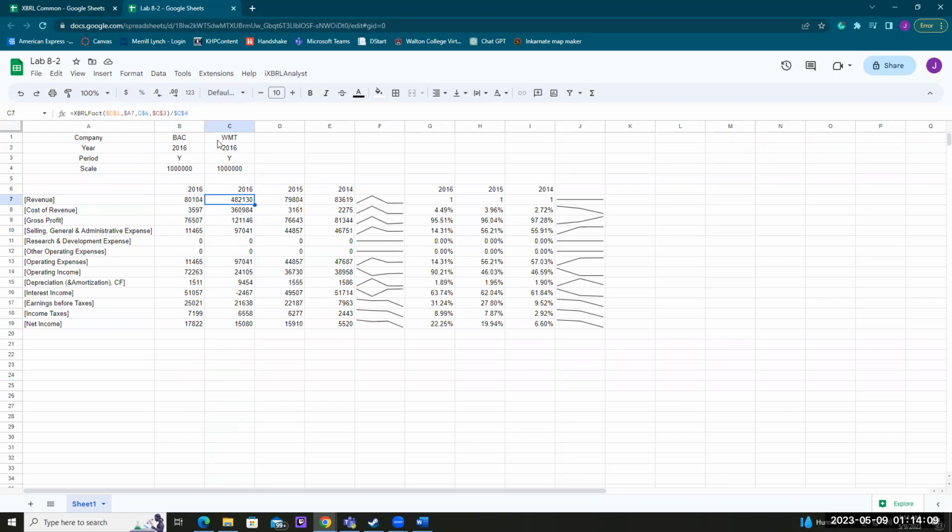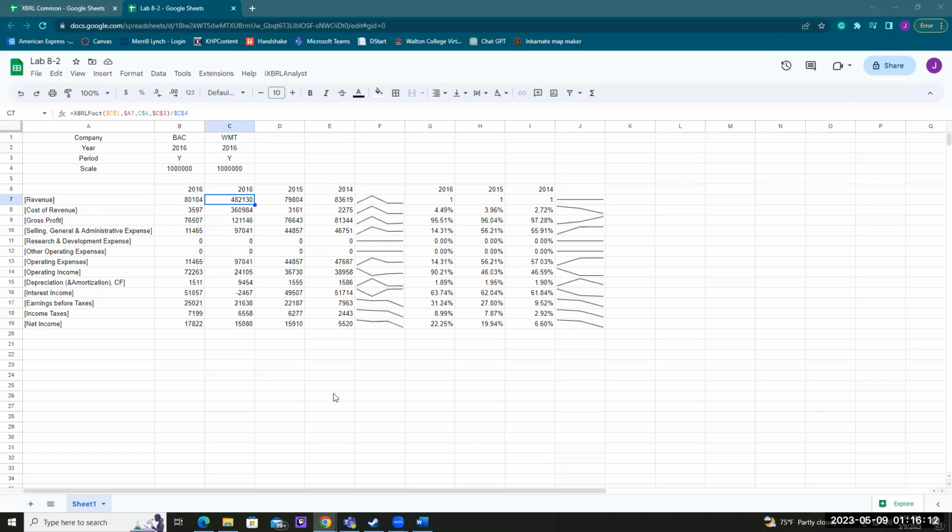So C1, obviously we want to be pulling Walmart because that's the company we want. A7 right here, again, is our XBRL information names, so that's what we want to pull. C6, again, we're pulling 2016 for the year, so we want to make sure we got that right. And then C3 is our period. We want to make sure we're pulling the correct period for this information. And then we're dividing it all by our scale, which is 1 million, that's our C4. And that way, now we can see all our information here.